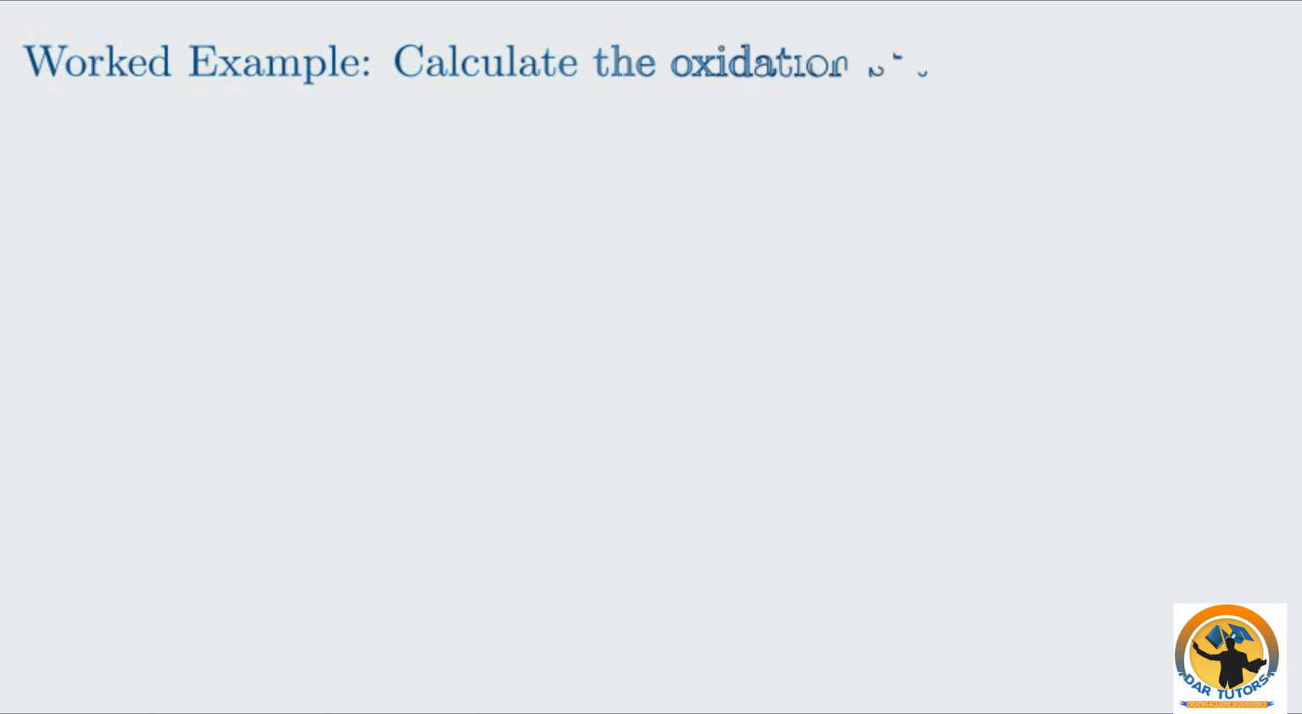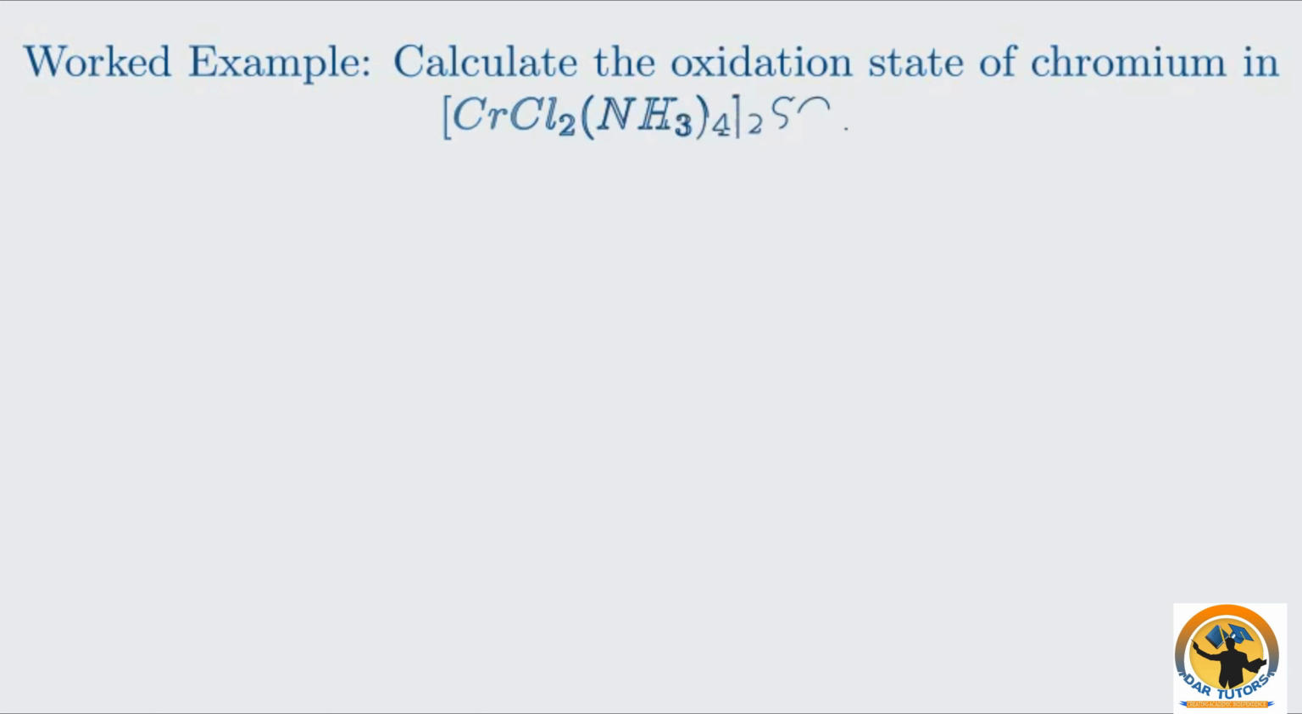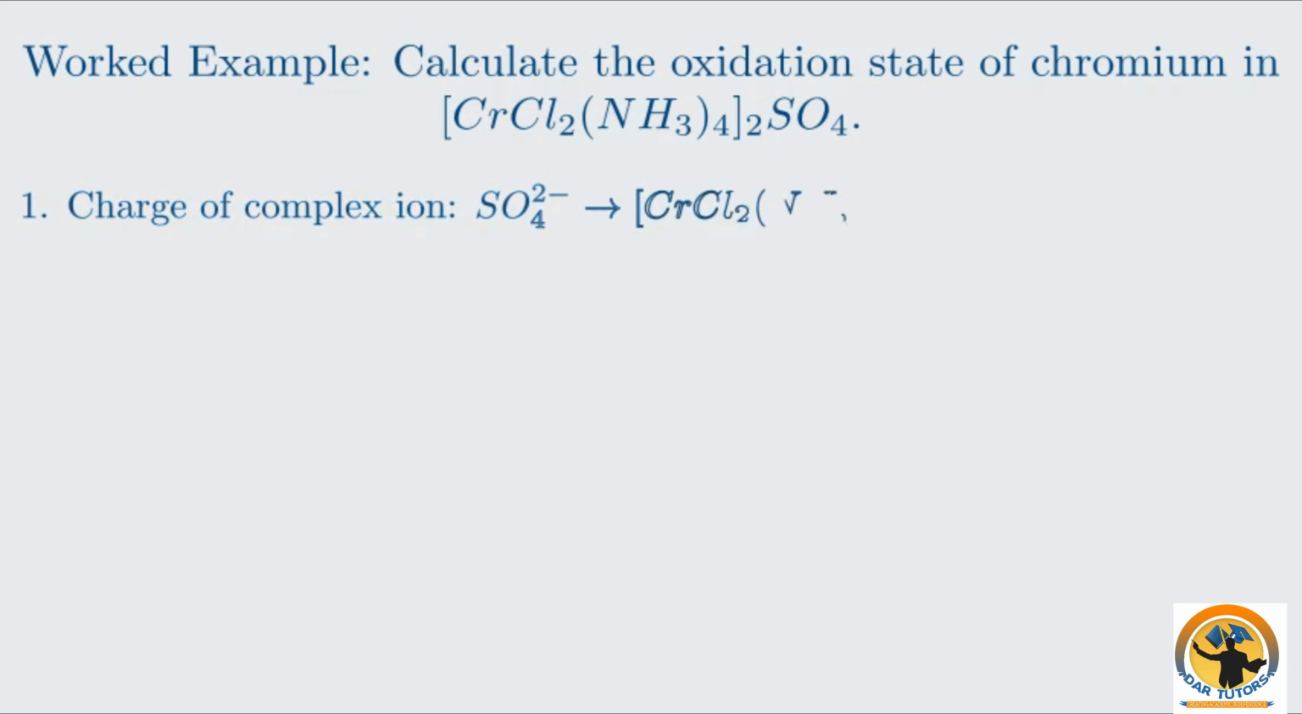Let's work through another oxidation state calculation. These problems test your ability to recall ligand charges. This time, we will calculate the oxidation state of the metal ion in [CrCl2(NH3)4]2SO4. First, we determine the charge of the complex ion. The sulfate ion, SO4 2-, has a 2- charge, because 2 complex ions are needed to balance 1 sulfate.